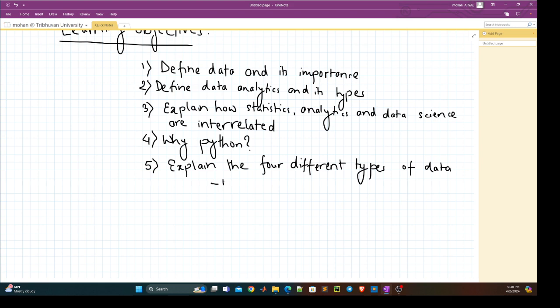One type is a nominal data type. Second one is going to be your ordinal one. Third one is going to be the interval, and the final one is ratio. Okay, if these learning objectives are clear, then we may move forward to our lecture. And we are going to see about the first one.